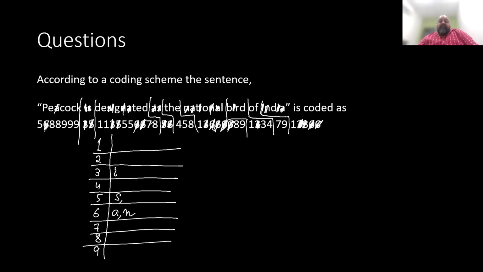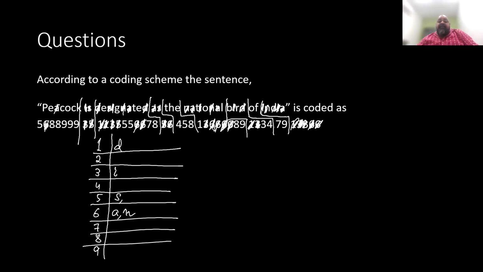Designated. And therefore D has to be 1. In front of 1, I write D. Remove the D wherever it is. D and 1. Designated: two D's, two 1's.